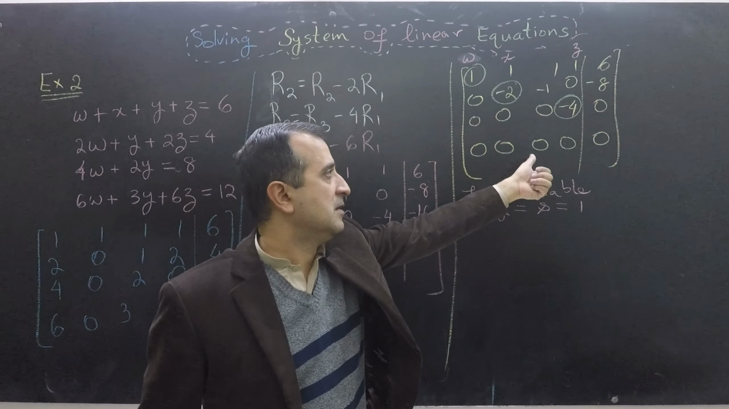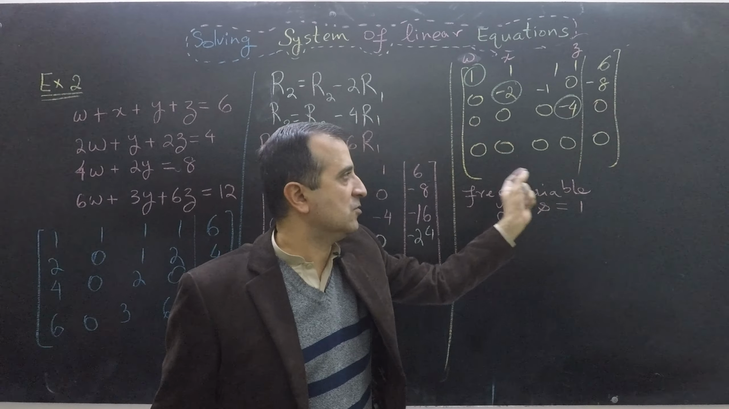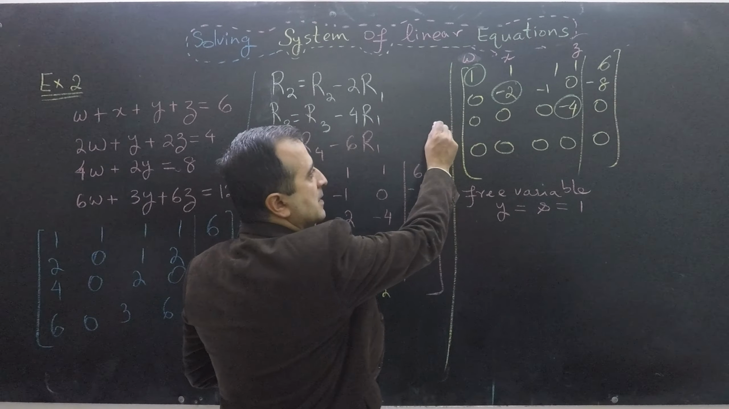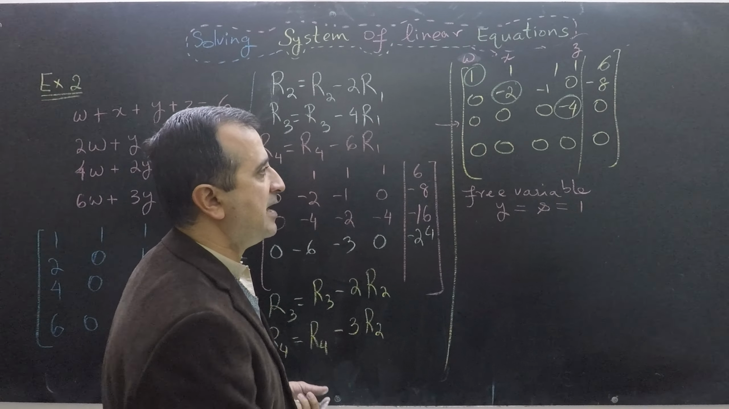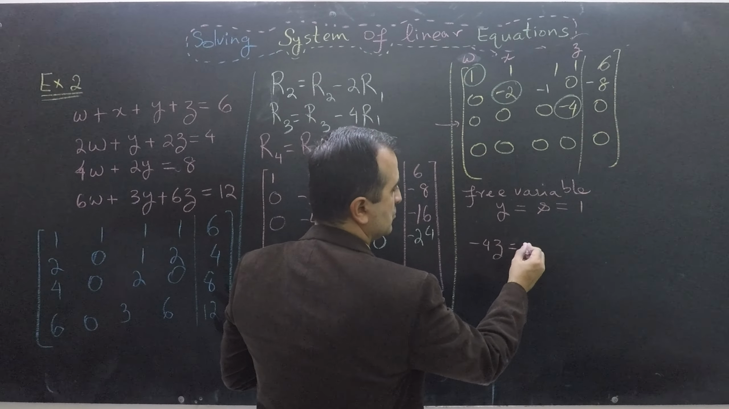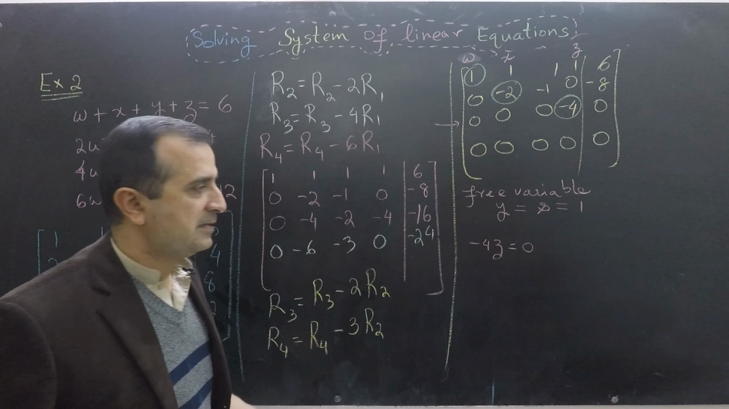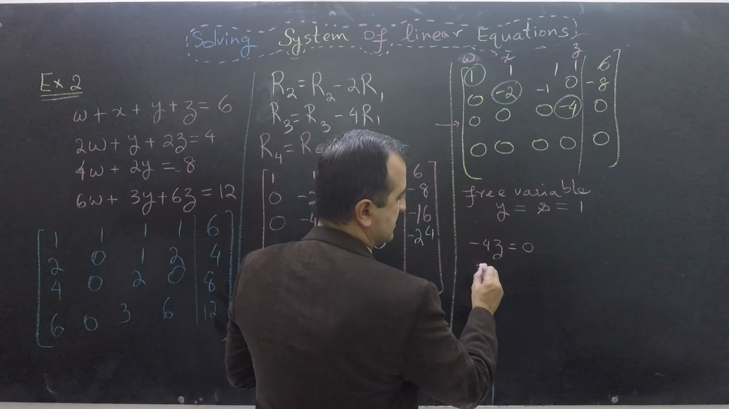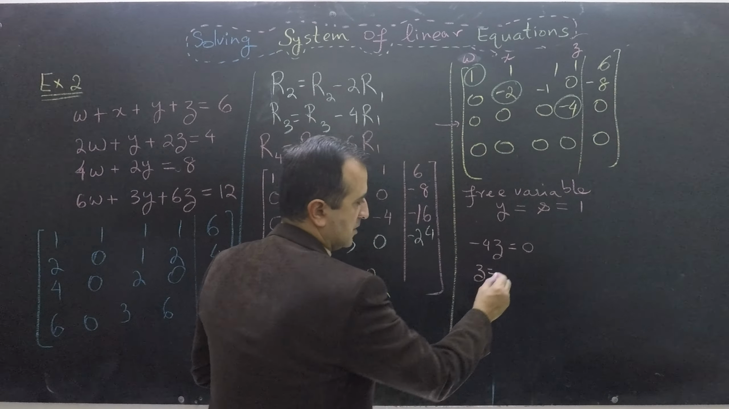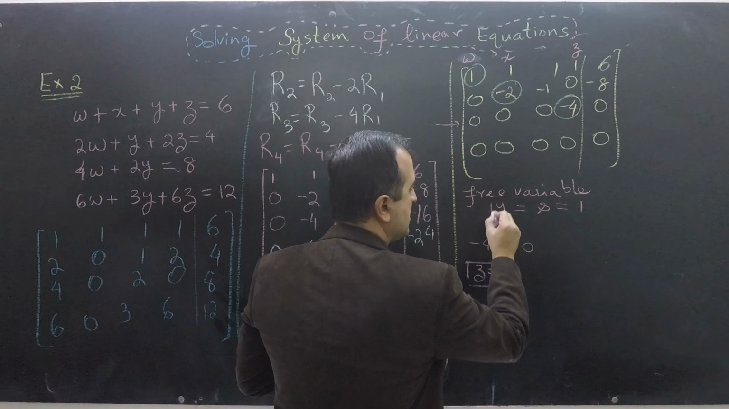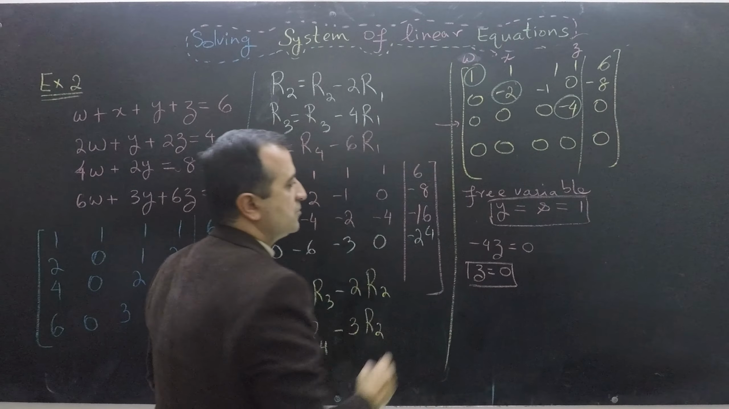Okay. Right? Now we'll start from the bottom. Not from this row, because it has all zeros, we'll start from here. And this row is saying that minus 4z equals 0. That means that z is equal to zero. So now we have the solution of y equal to 1 and z equal to 0.